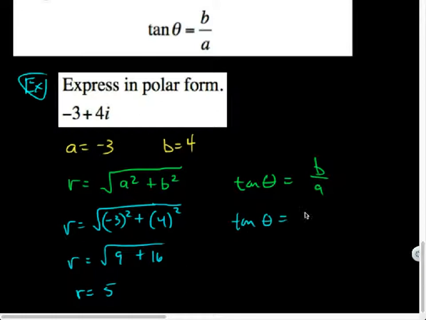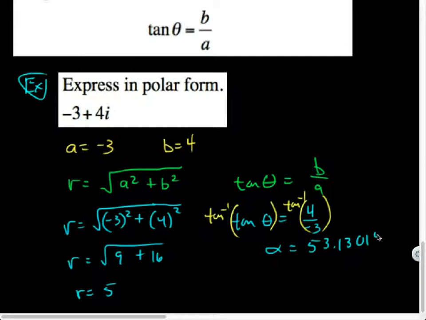And let's see. Tan of theta would have equaled 4 over -3. So then we would tan inverse both sides, right? And we'd get theta equals. Now, tan inverse, actually we'll get the reference angle technically. What is the tan inverse of 4/3 or -4/3? The reference angle, the positive version, is 53.1301 degrees. I'm still in degree mode there.